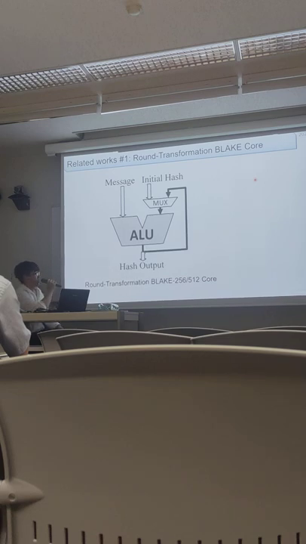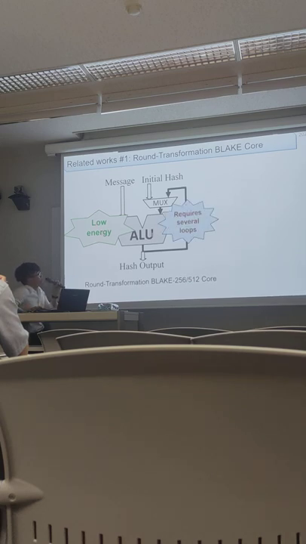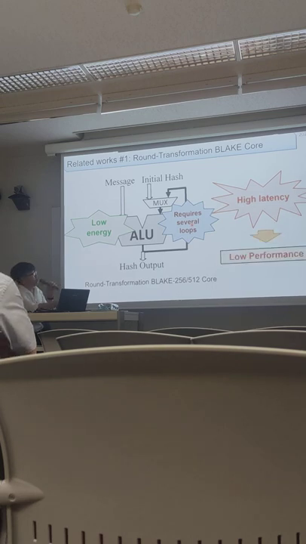Now, before I go to my architecture, let's analyze the prefix works. Depending on the architecture and the characteristics, I classify them into three groups. Group one is root transformation like core. As you can see here, they propose an ALU to compute the block function. This is a very small and compact ALU, which is the reason they can achieve low energy. But in this ALU, they require several loops. This is the reason they trade off high latency and achieve low performance.